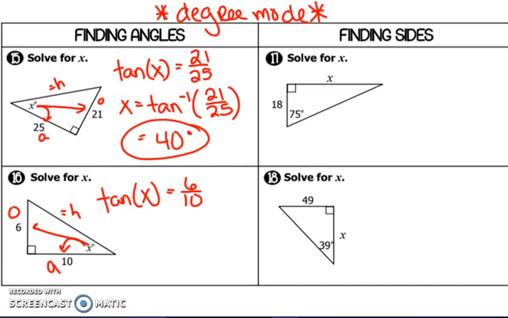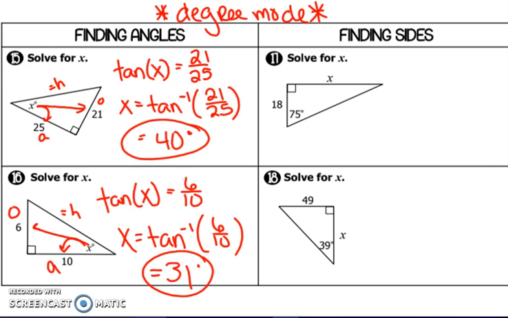So, to get x by itself, I'm going to use my inverse tangent. And it's going to be the inverse tangent of 6 over 10. Well, in this case, you're going to get an angle measurement of 31 degrees.